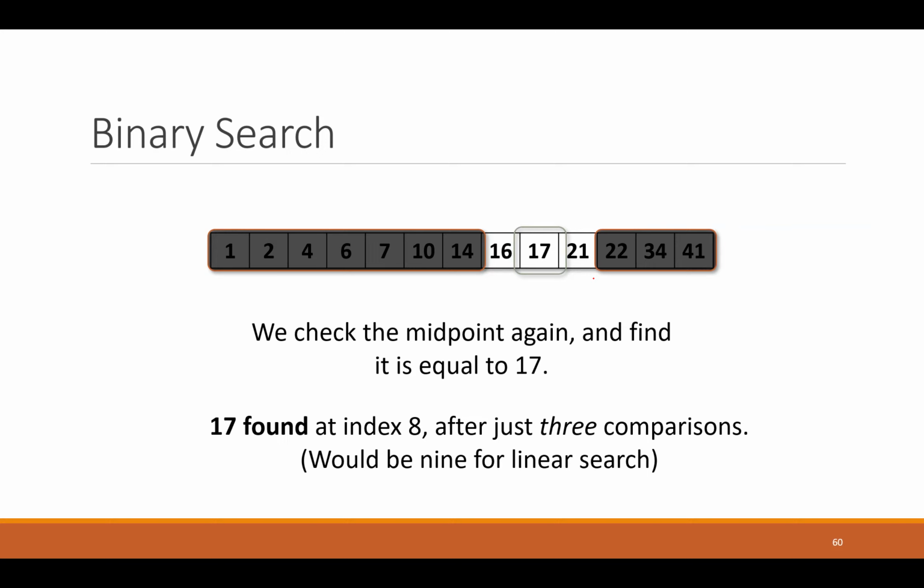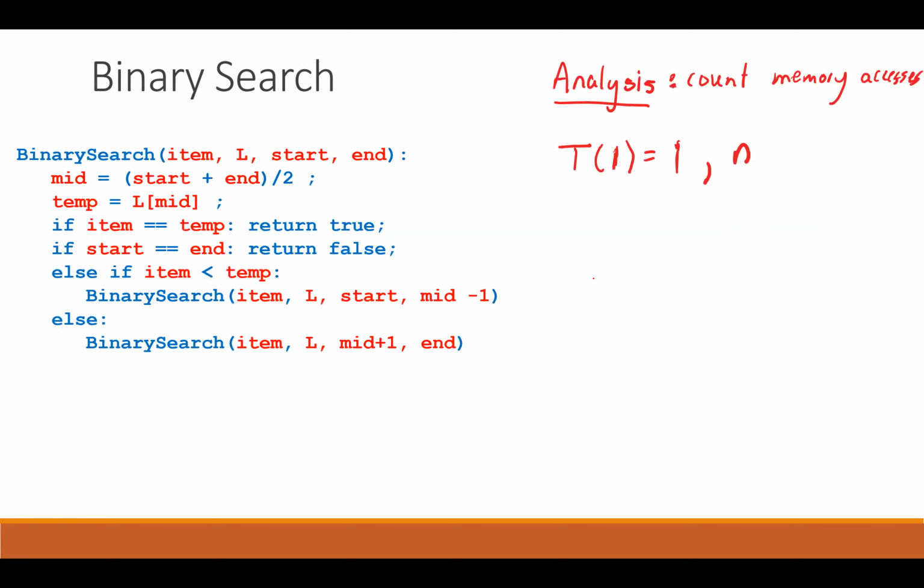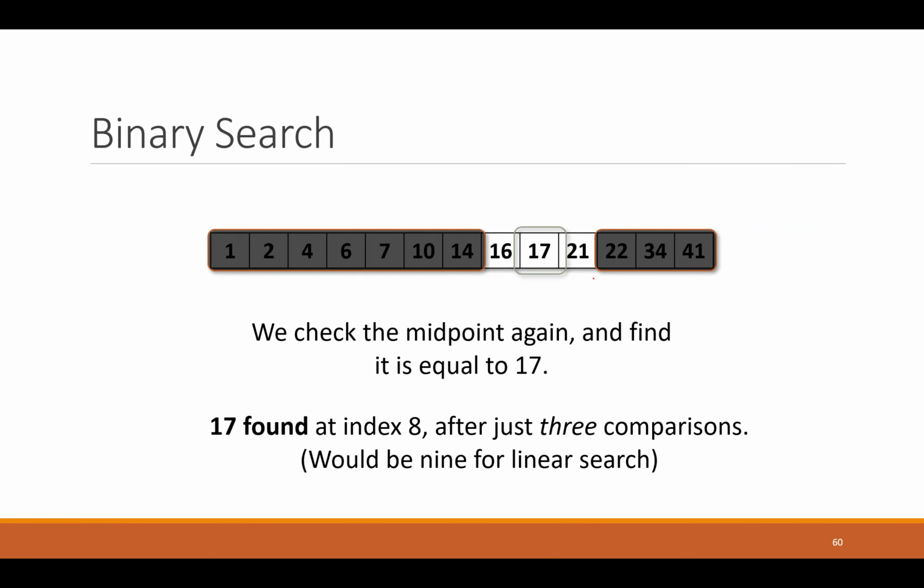I'm going to jump into the middle again and ask, is this equal to 17? The answer in this case happens to be yes. So I'm done. I looked at 3 different indexes. I just jumped around and found the thing I was looking for. Whereas if I did a linear search, I would have made 9 comparisons before I found the element. So this is an example of a binary search, and we're cutting our problem size in half each time. We're going to get a similar answer to merge sort, well, not quite the same.